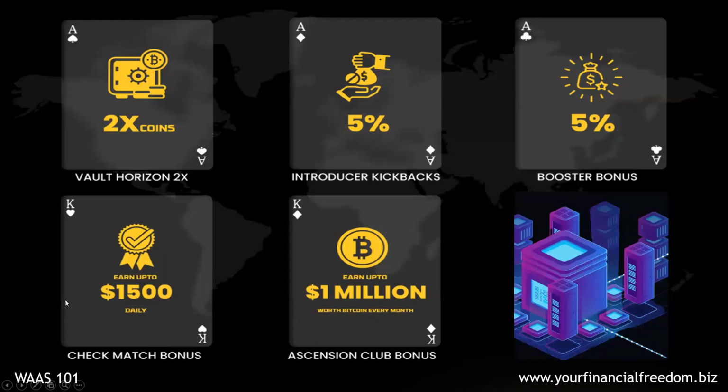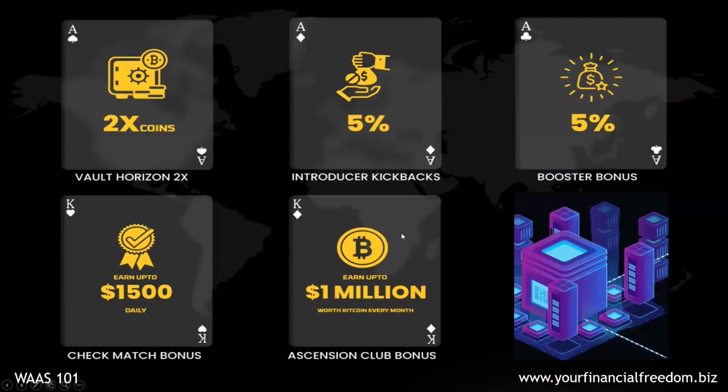You have a check match bonus. It starts at $300, but I mean max daily. So if you are very busy, you could max out at $300 daily on your check match bonus, but it goes up to $1,500 daily with different rankings, okay? The Bitcoin Club is $1 million worth of Bitcoin if you achieve that, and that is the Ascension Club bonus.